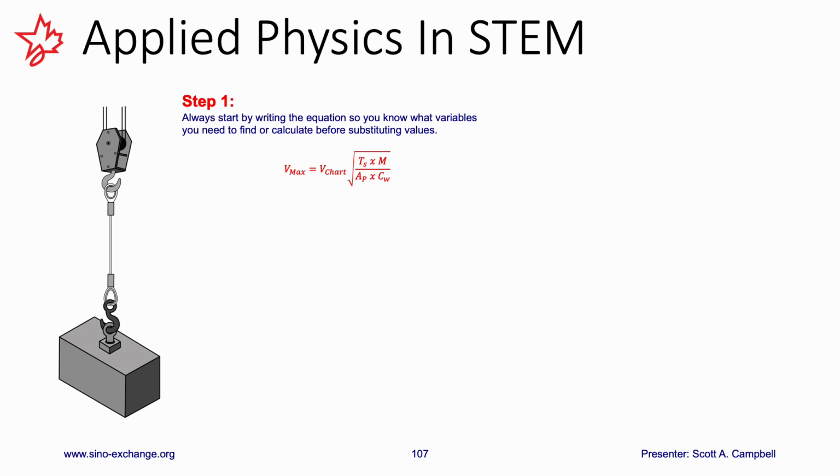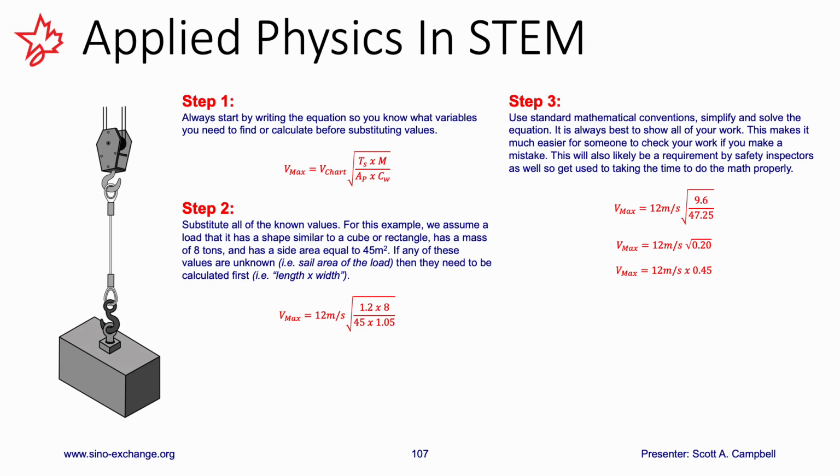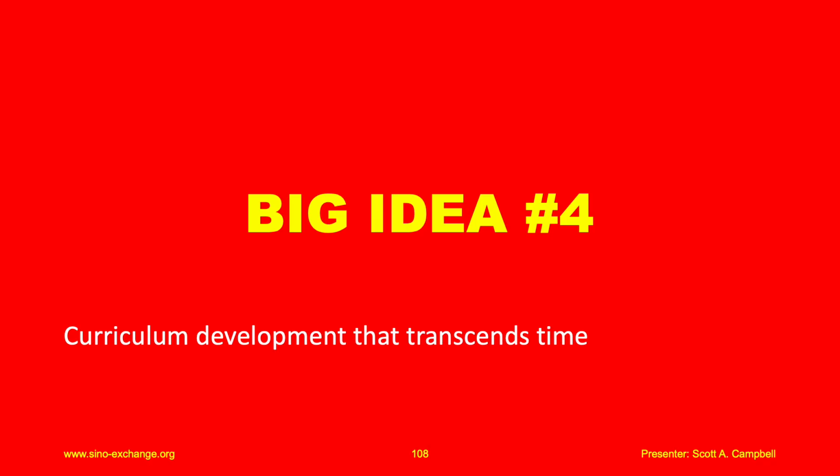Now, the first step is to write the full equation, and then determine what our variables are. Next, we'll substitute the values into the equation. Then, solve the equation, and we should always show every step in the process for good measure. And finally, state your final answer with the appropriate units. In this example, the maximum wind speed was equal to 6 meters per second.